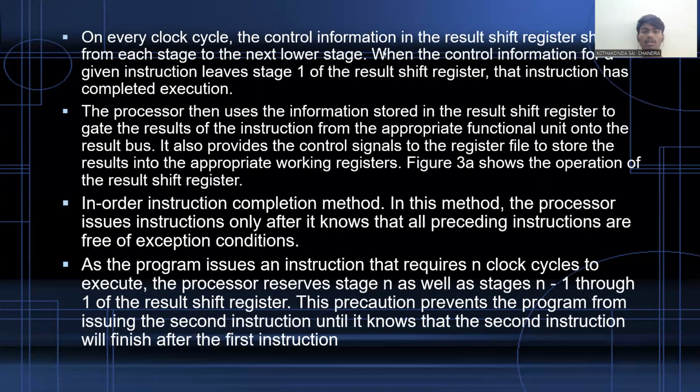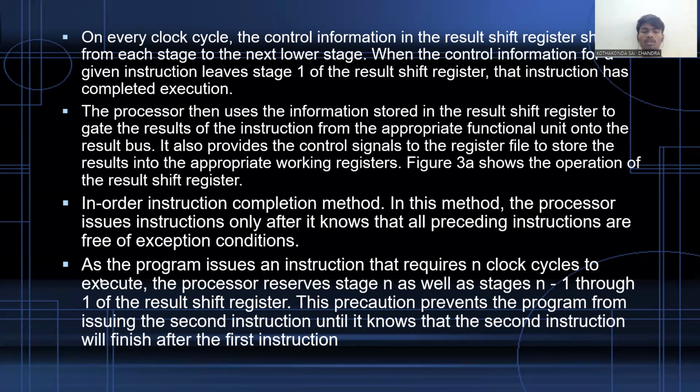On every clock cycle, the control information in the result shift register shifts from each stage to the next lower stage. When control information for a given instruction leaves stage 1 of the result shift register, that instruction has completed execution. So these are all the points we discussed in the explanation for the previous slides.